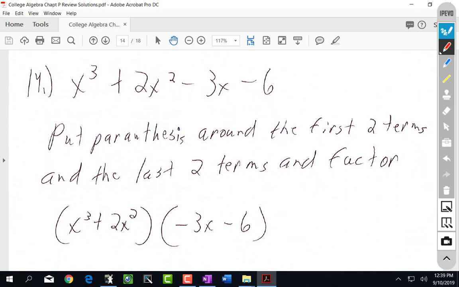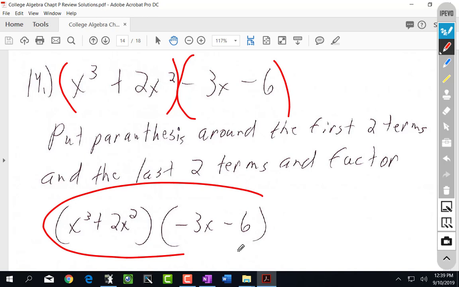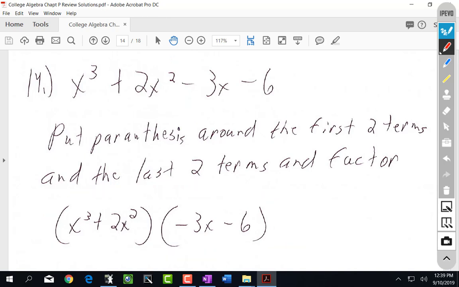Number 14 gives me this polynomial. It says factor by grouping. So x cubed plus 2x squared minus 3x minus 6. You've got a 4-term polynomial. We're going to go ahead and put parentheses around the first two and the last two. We'll group them together like this. So you notice I've rewritten that down. Here's x cubed plus 2x squared minus 3x minus 6.